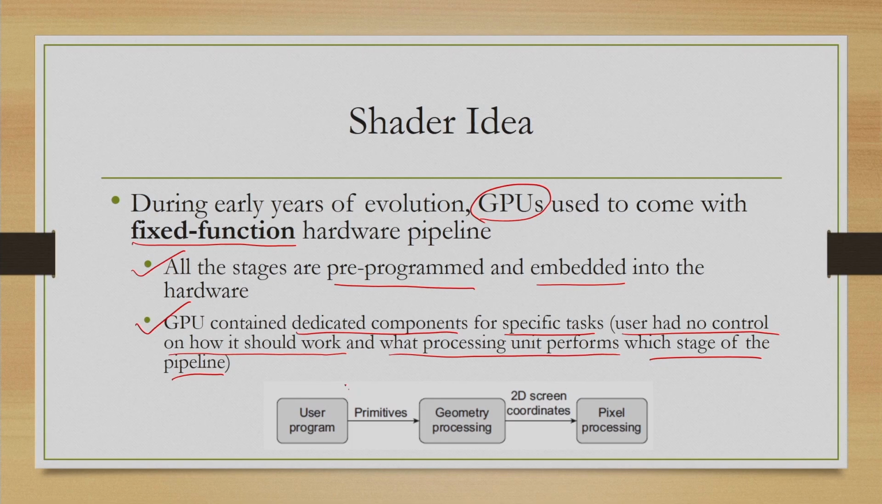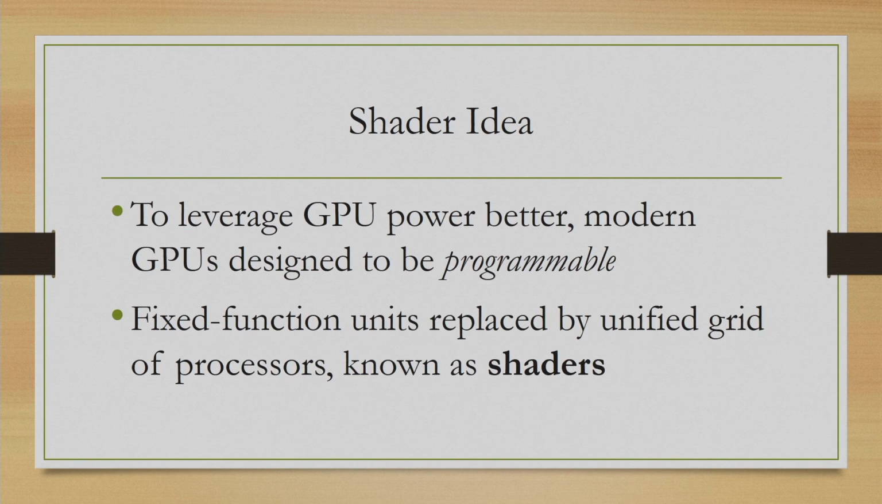So, the flow was typically like this: from user program the primitives were sent, then components were there for geometry processing, output is 2D screen coordinates, from there pixel processing starts and components were again fixed. But then people realized that that is actually reducing flexibility, and because of that the power of the GPU was not fully utilized.